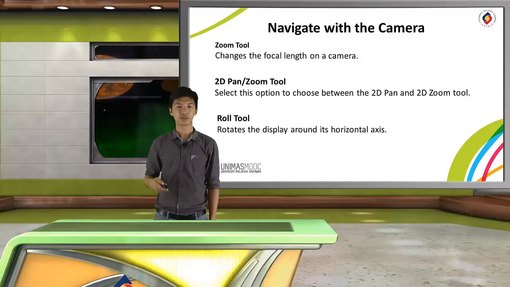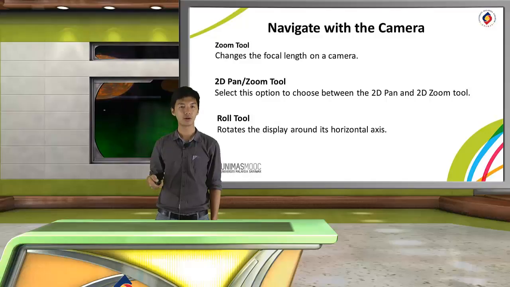Zoom to change the focal length on the camera. Zooming in is like using a telephoto lens. Zooming out is like using a wider angle lens. You can use zoom in both a perspective or orthographic view. To move in or out without changing the viewing angle, use dolly.